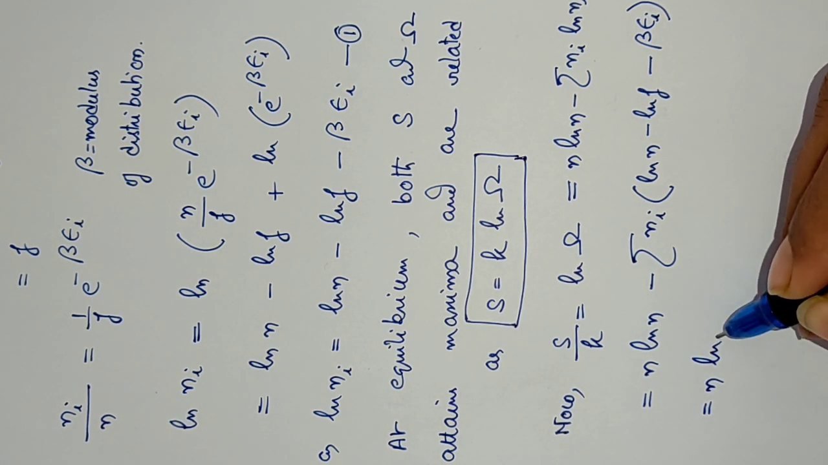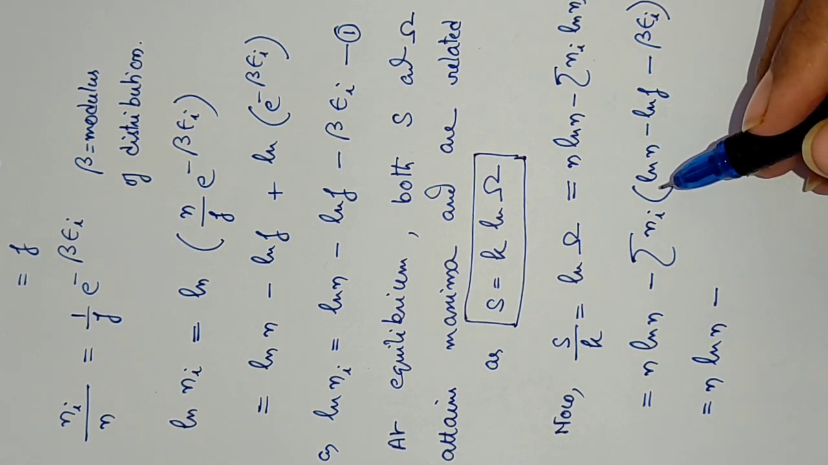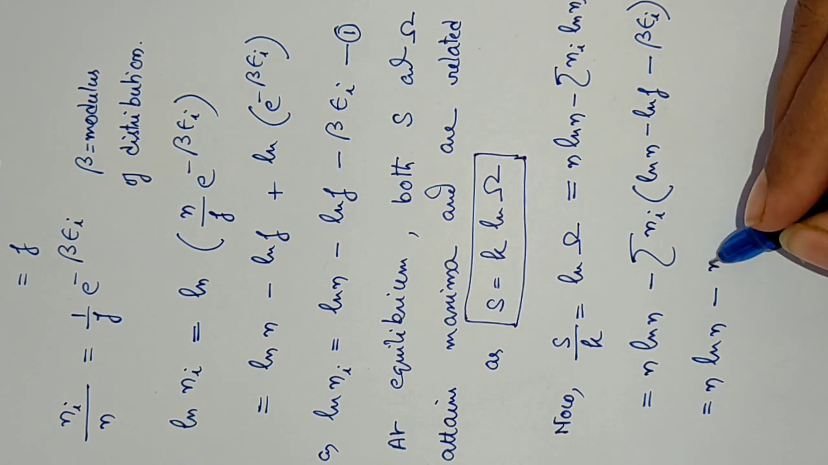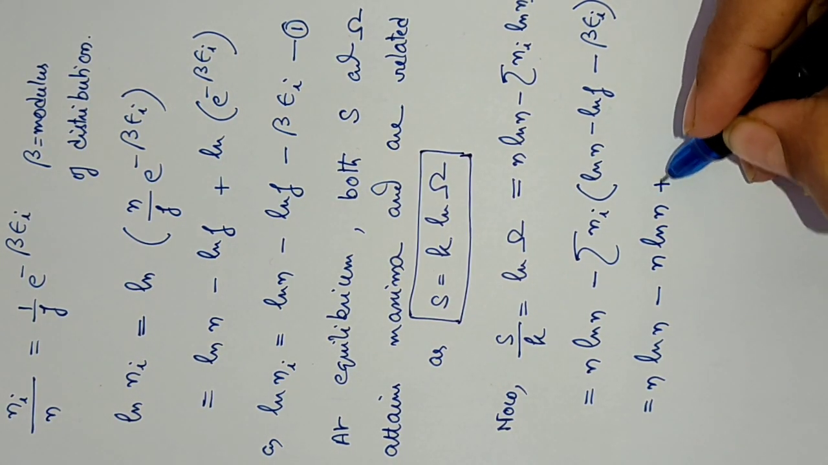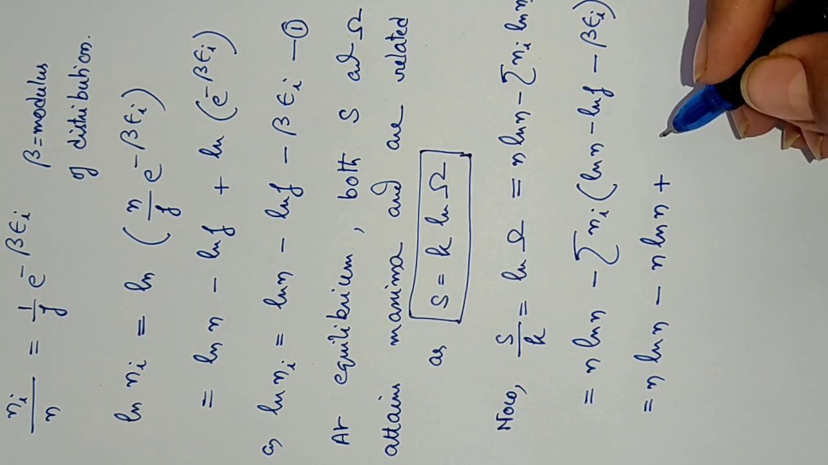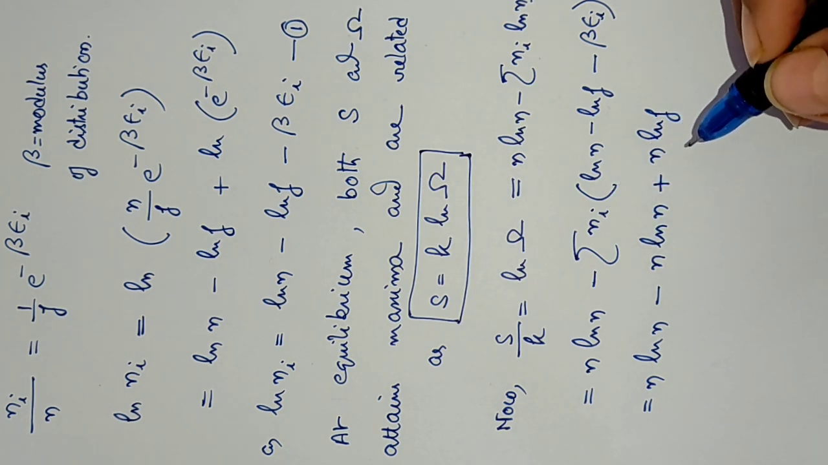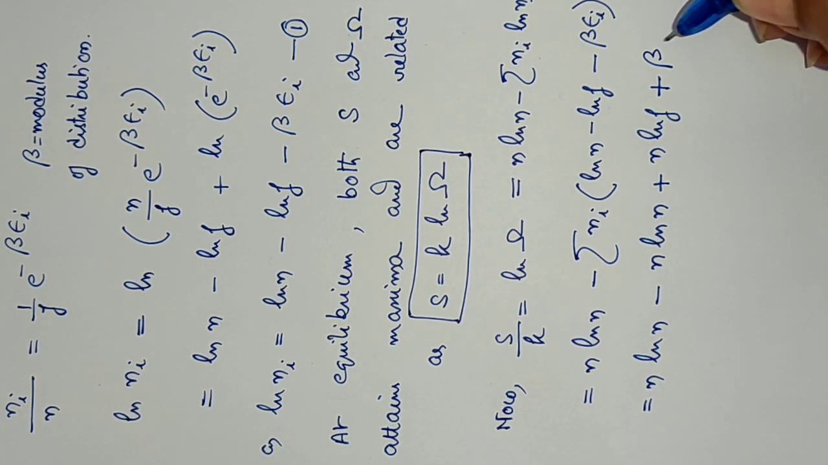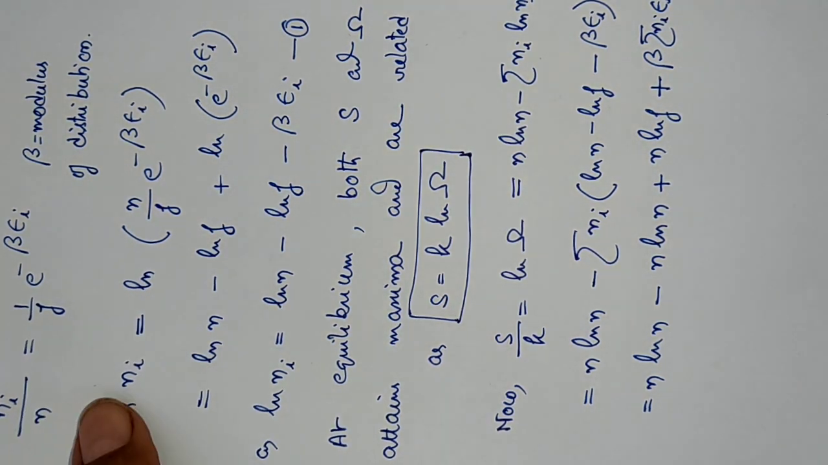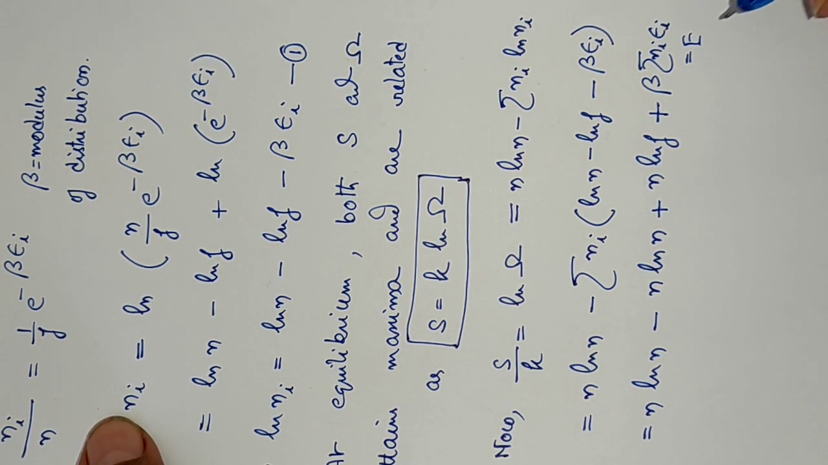This is n ln n. Now this ln n will come out and summation over ni will be n. So we will get here n ln n for the first term. Now the second term will be positive and ln f will come out. So it will be n ln f. Summation over ni is n, total number of particles, and this will come out, it will be plus, beta will come out, and it will be summation over ni epsilon I, which is the total energy. So this is equals to total energy.